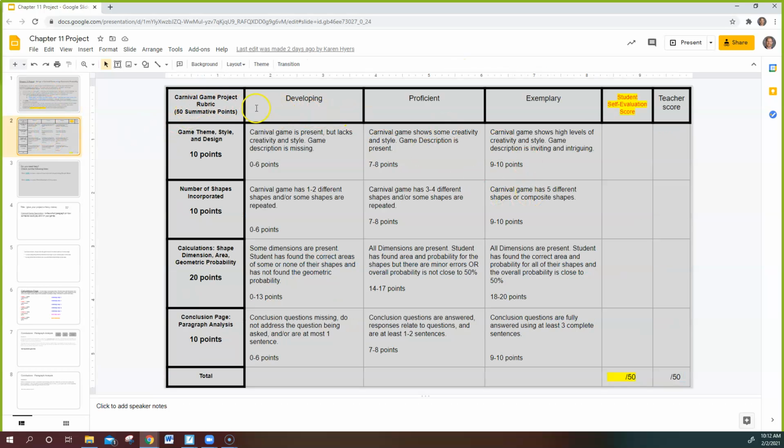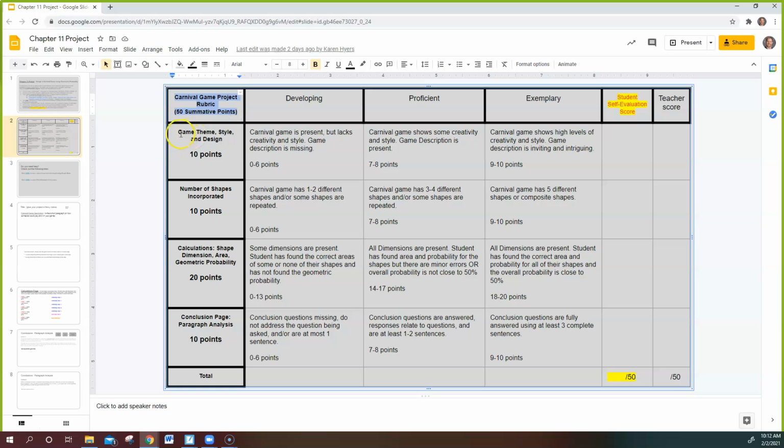Now there's a rubric. If you want to, you can read through this very carefully, but what's the gist of the 50 points? Okay, so you get 10 points for adding a little creative design and style and a theme to it. So I'll show you my example coming up. So that's worth 10 points. And you can see how you would earn those 10 points. And then you've got the number of shapes incorporated. So if you want to get 10 out of 10, you have 5 different shapes or a composite shape. And then you get 20 points for your calculations. And that's the correct dimensions, area, geometric probability. And that's the bulk of it, 20 points there. And then you get 10 points for filling out the conclusion.